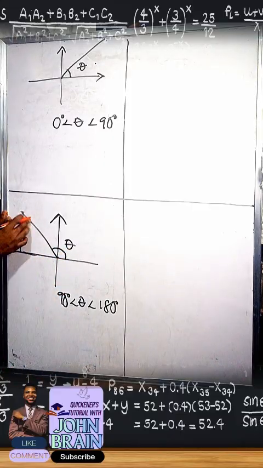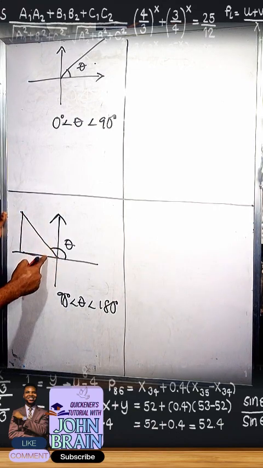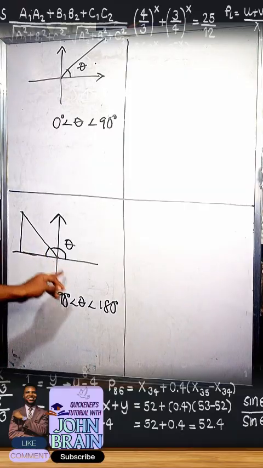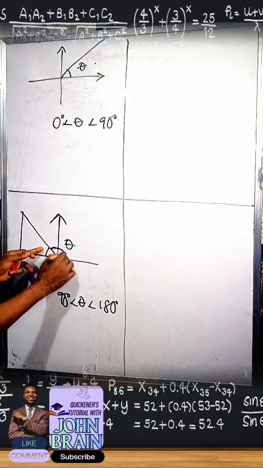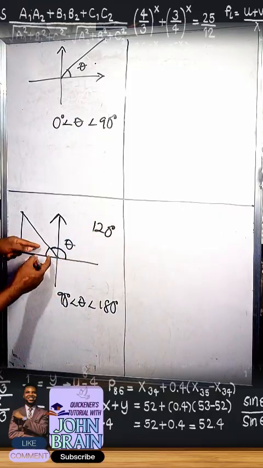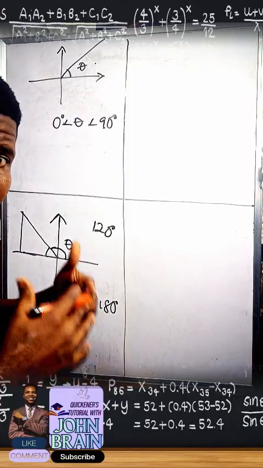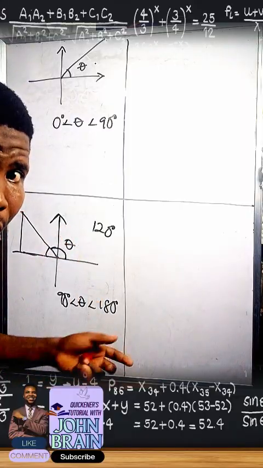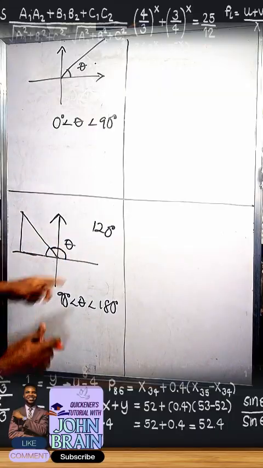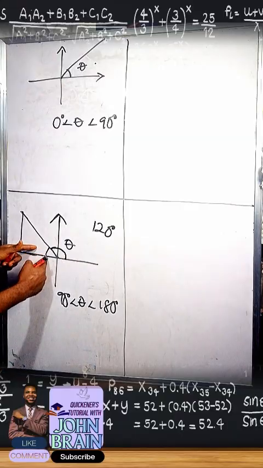Mind you, this theta is not really what you are interested in. You are interested in the angle to the horizontal. So what will be this angle? If here is theta, for instance, let's say here is 120, what will be this other angle? Remember, 120 is more than 90 but not up to 180. So 120 is an angle at the second quadrant. So if you have 120, how do you get this other angle?